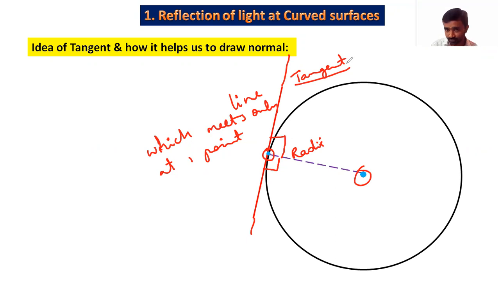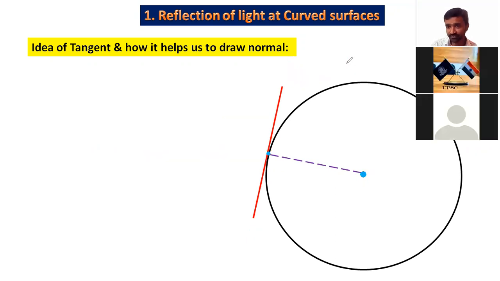Is it clear now? Use your quick reaction. Is it clear? So tangent is what? A line which meets the circle only at one point. It is external to the circle, right? And if you connect this point that coincides with the circle and the center, that makes the angle 90 degrees. So this line we can call tangent, right?